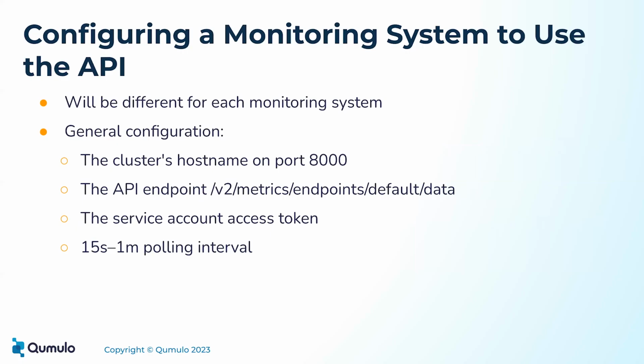And then in order to configure the monitoring system to use our API, there are a few things that you need to set up. Of course, this is different for each monitoring system, but the general things that you need are the cluster's host name on port 8000, the API endpoint for accessing metrics, which is the v2 metrics endpoint's default data, the service account token that we just generated, and you'll want to set a polling interval. Generally, 15 seconds to 1 minute is a generally accepted good interval. You can certainly go higher or lower than that, though.